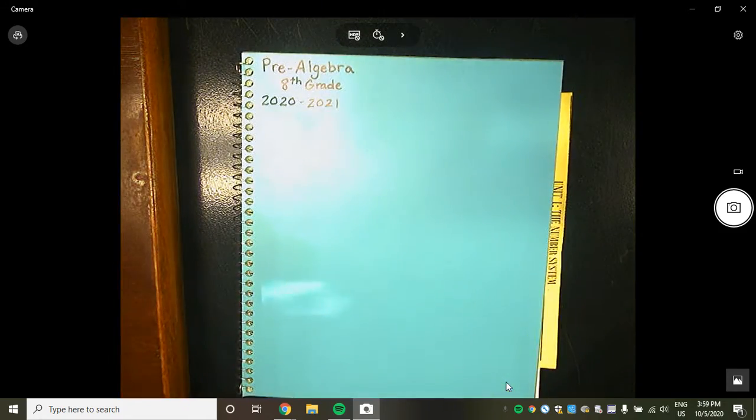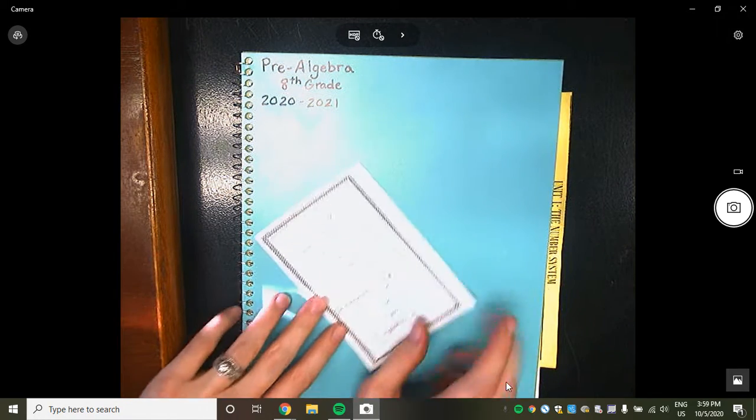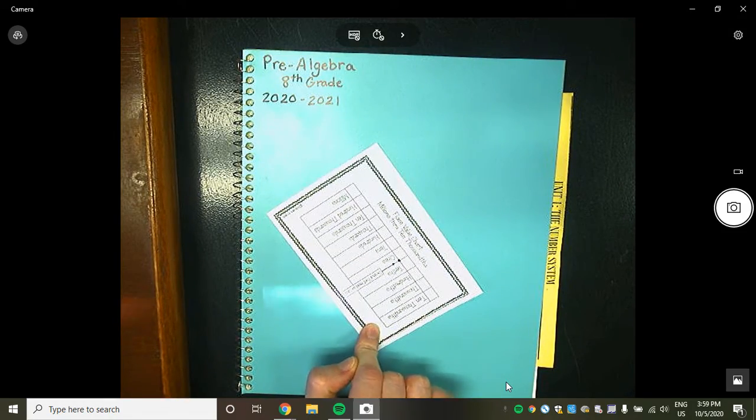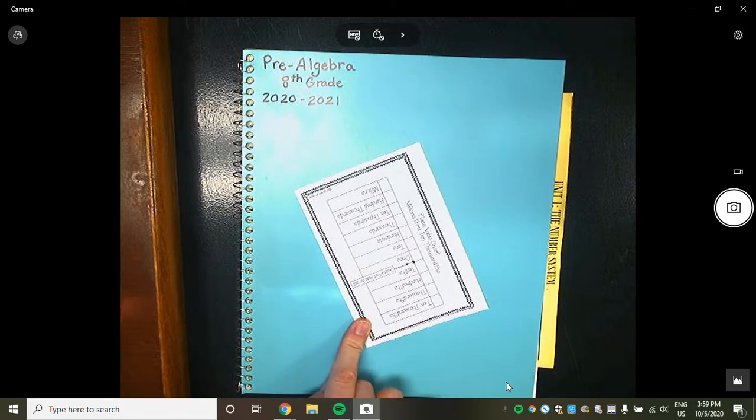Hey there, this is Miss Wright, and I'm going to be going over the lesson today for converting decimals to fractions. So these are the two things you're going to need, your math notebook and this note sheet. If you don't have that, go ahead and grab that right now.